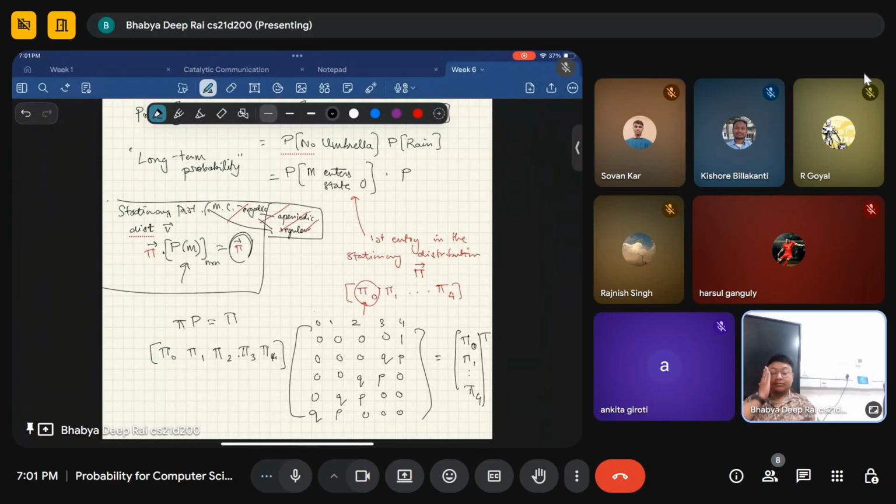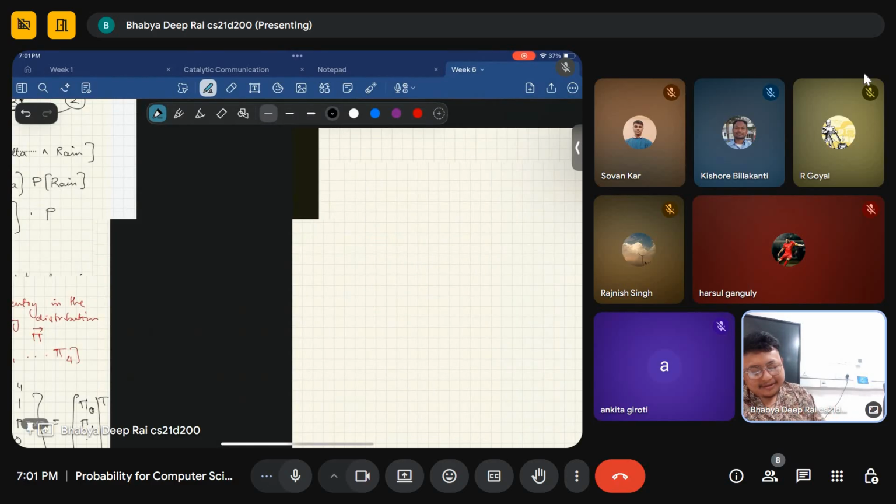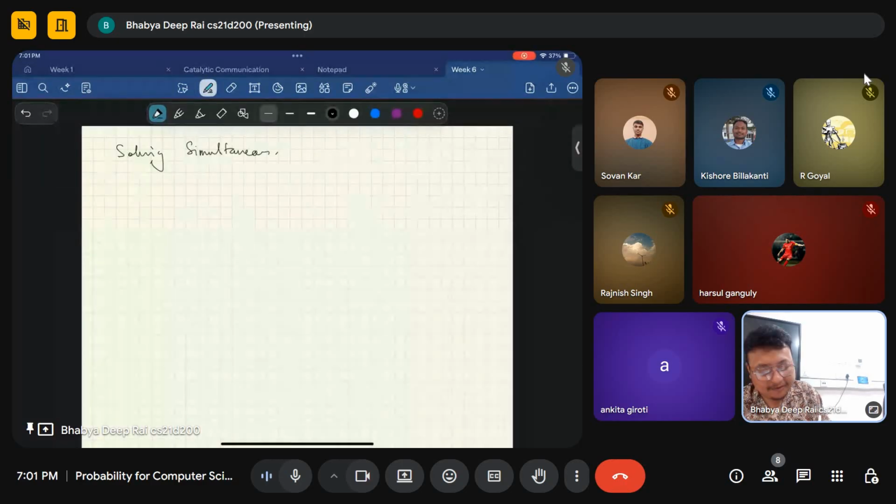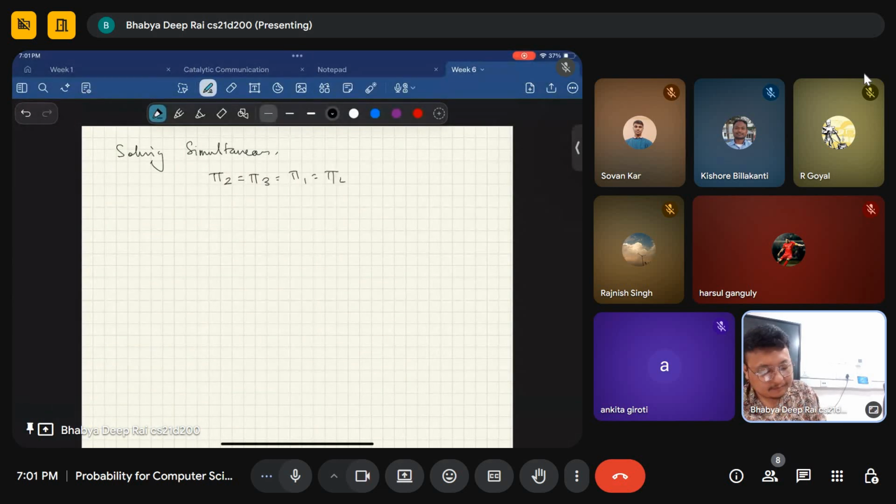And how did we do it? We did simultaneous equations. You can try getting this form, but finally, solving simultaneous equations and simplifying, you get pi 1 equals pi 2 equals pi 3 equals pi 4, and pi 0 equals Q times pi.